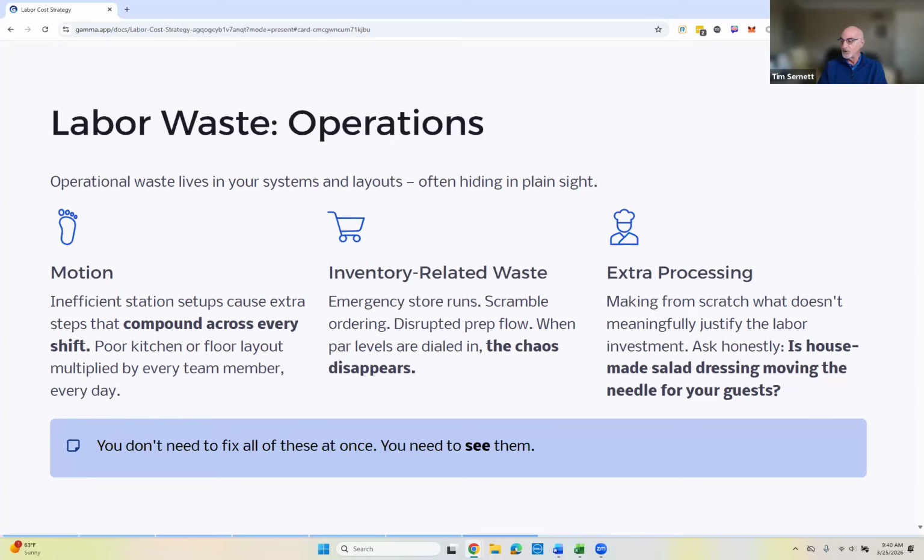It's worth asking the question honestly, and it may come down to your concept and your values. There's no right or wrong answer here. It's just something that you need to take a hard look at. You don't need to fix all these at once, but you do need to see them. And the tool for seeing them is something I call focused observation, which starts with understanding where all your labor hours actually go.